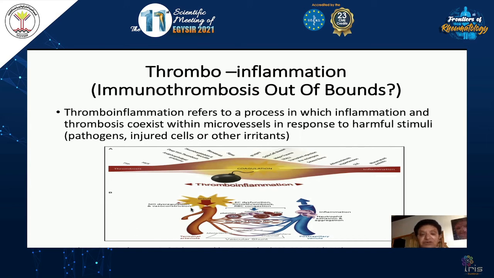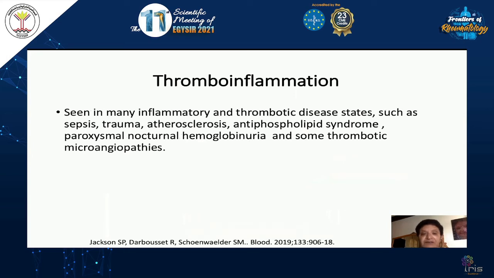And in this case, not only immunity against the pathogen occurs, but also harm to the tissues by the hyper-interaction of neutrophils, platelets, endothelium, monocytes, dendritic cells, lymphocytes, and others, causing inflammation rather than immunity alone, with hyperstimulation of neutrophils and neutrophil extracellular trap formation. It is seen in many inflammatory and thrombotic disease states, such as sepsis, trauma, atherosclerosis, and of course autoimmune disorders, which we are going to discuss in detail, for example, the antiphospholipid syndrome. Other problems, paroxysmal nocturnal hemoglobinuria, for example, and other thrombotic microangiopathies, the same process may be implicated.